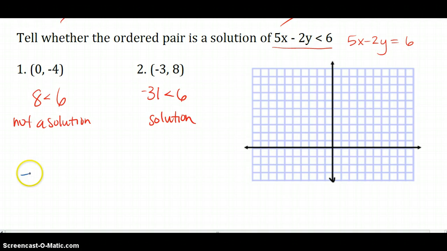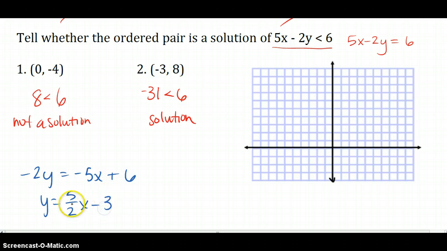I'm going to do that over here. So I subtract 5x to the other side, and then divide everything by negative 2. And 5/2 is my slope and negative 3 is my y-intercept. And I can graph this line.